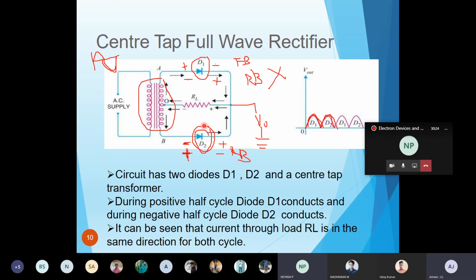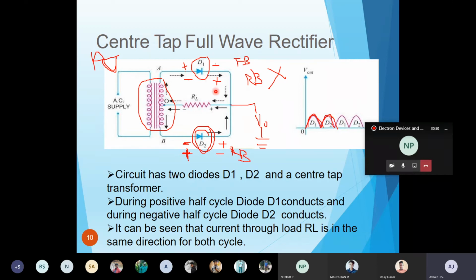In B2? At the bottom, the arrow mark represents the direction, right? So it will flow in this direction. From B, it will go to the diode, and after that it will go to the plus of your RL, and then to the minus of your RL. Similarly here also it will be like this. And from A, during the positive cycle, it will go from A to D1.